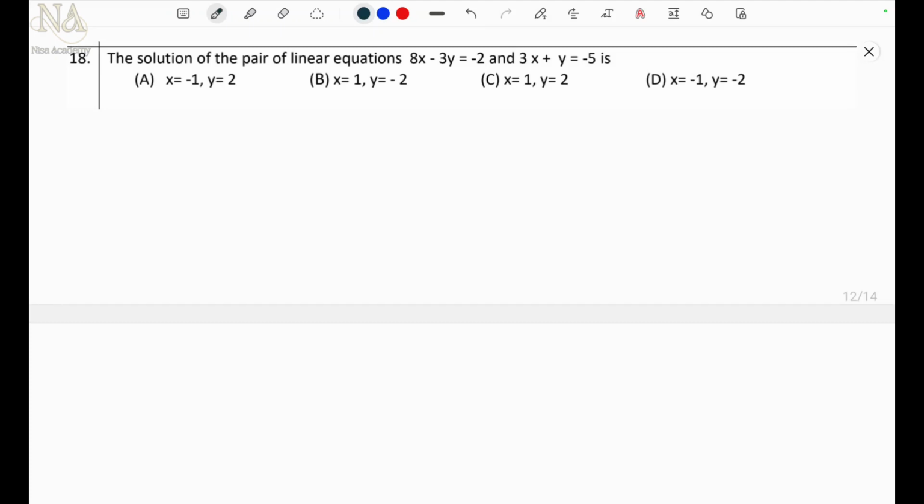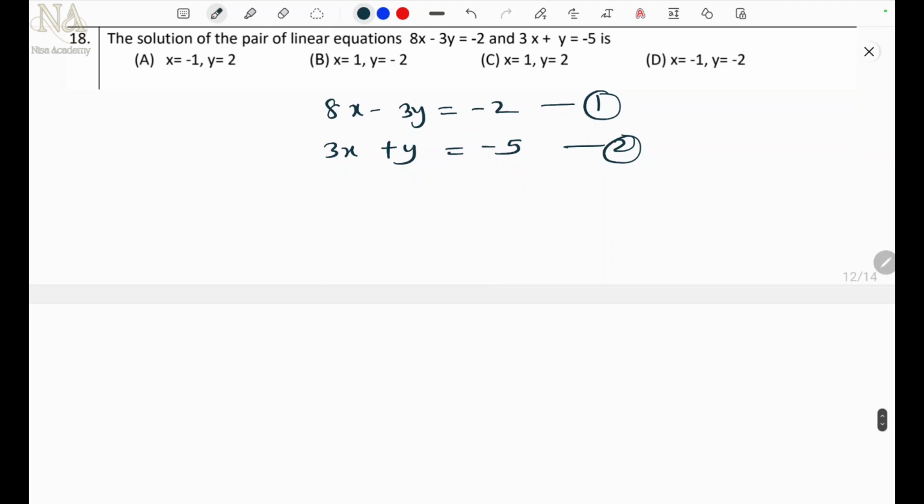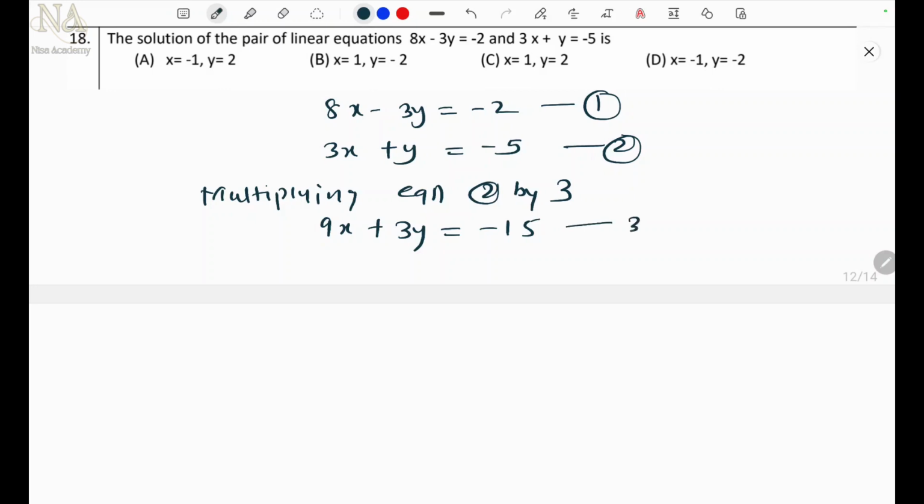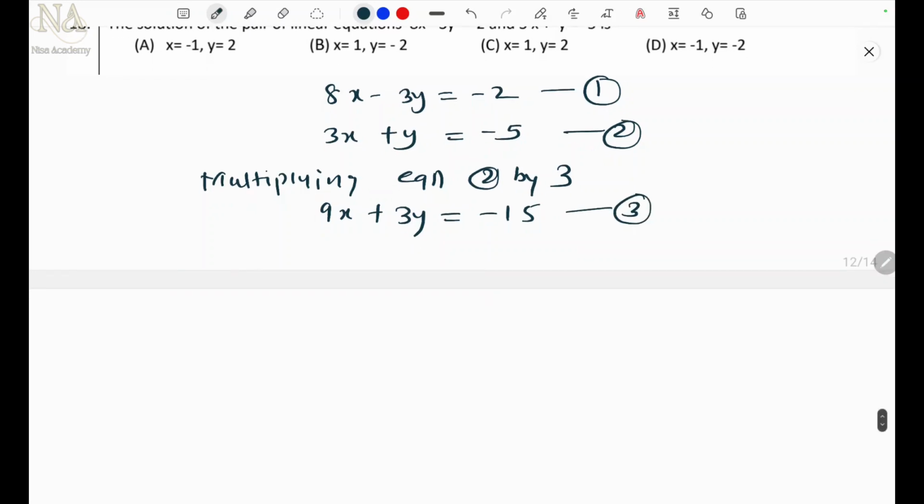Okay, so I will take any one of the methods. Let's go for elimination. 8x minus 3y equal to minus 2, this is my equation number 1, and 3x plus y equal to minus 5, equation number 2. So I choose to eliminate y. You can eliminate x also, whichever you want. So I will multiply equation 2 by 3, and what I will get is 9x plus 3y equal to minus 15. Correct?